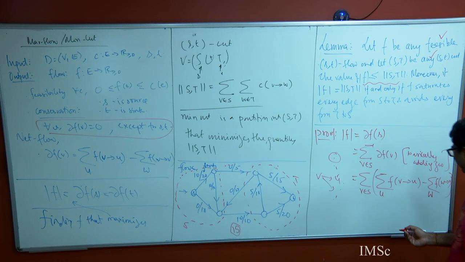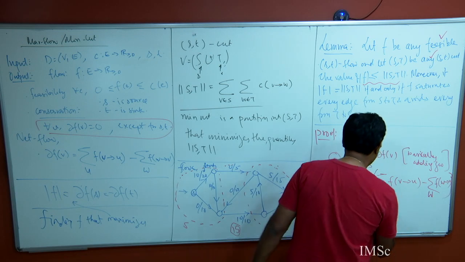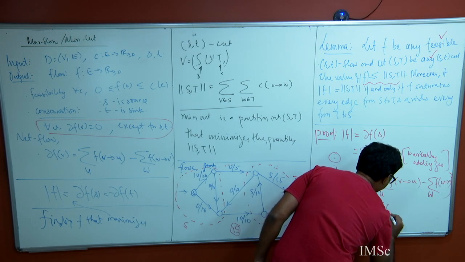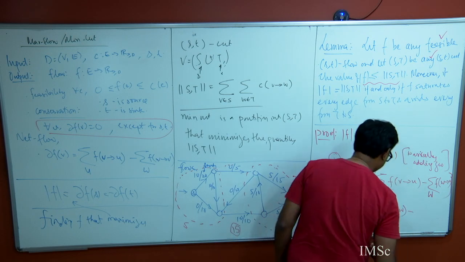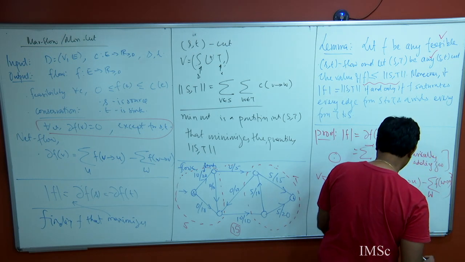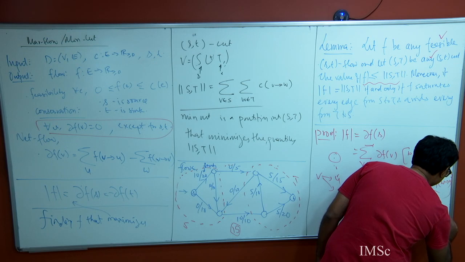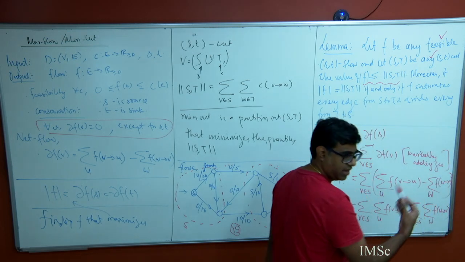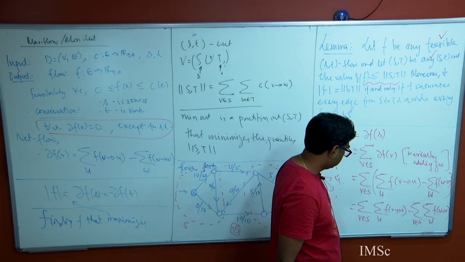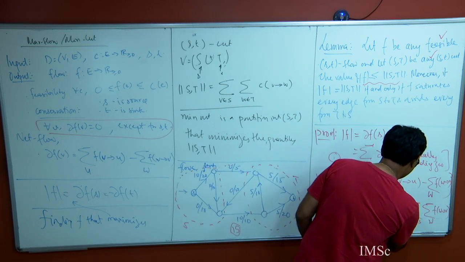Now, since I can go over all u's and over all w's, I can write it down as summation over v in S, summation over u of F(v, u), minus summation over v in S, summation over w of F(w, v), right? I can write it down. I have just taken the sum in here. So v to u, right?